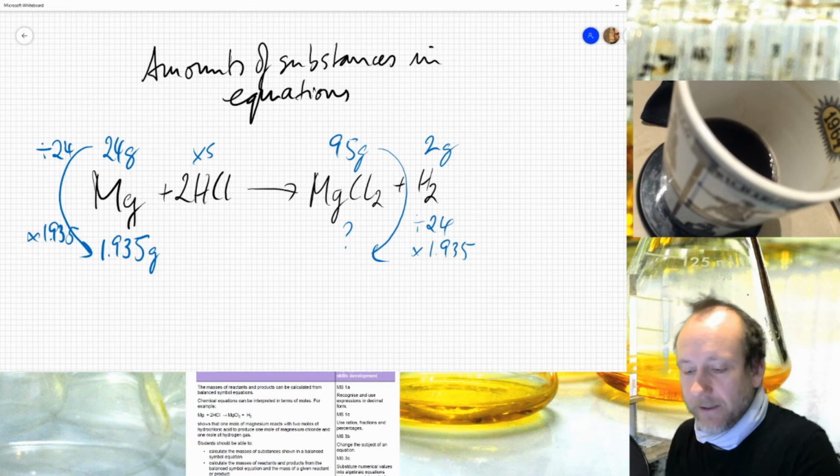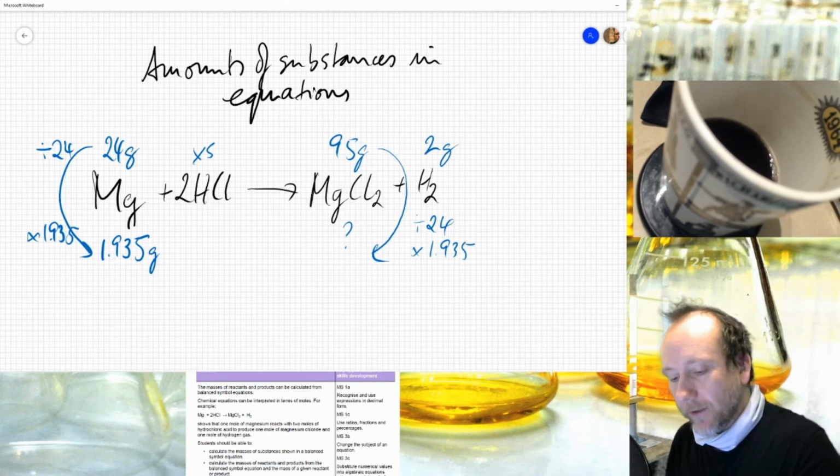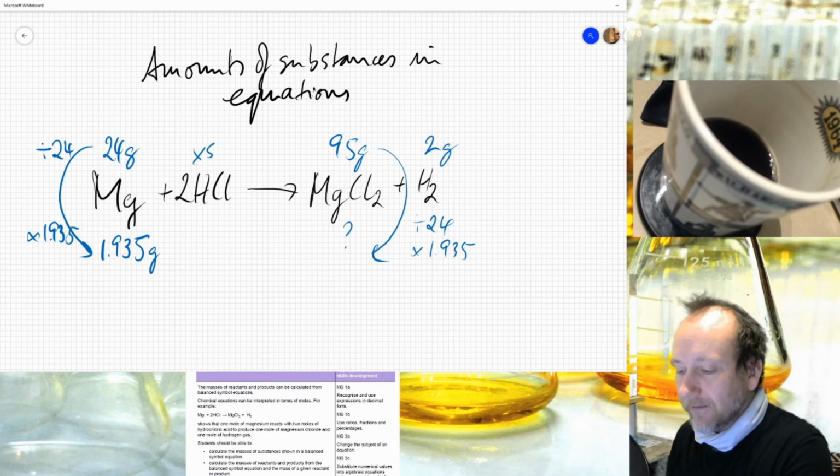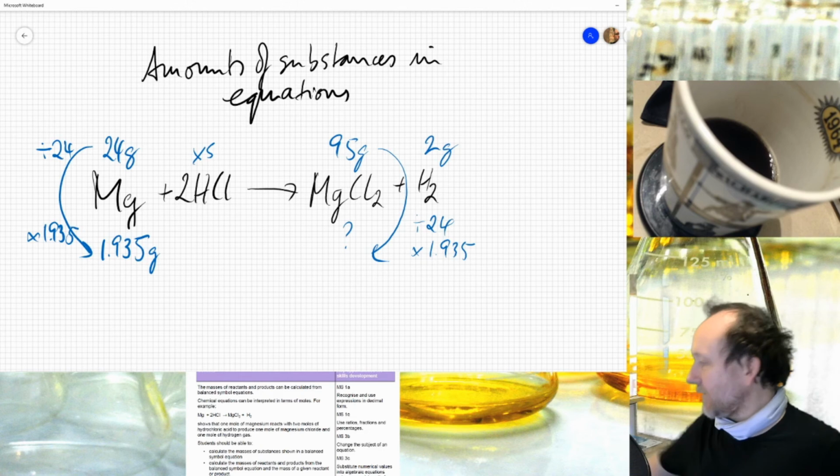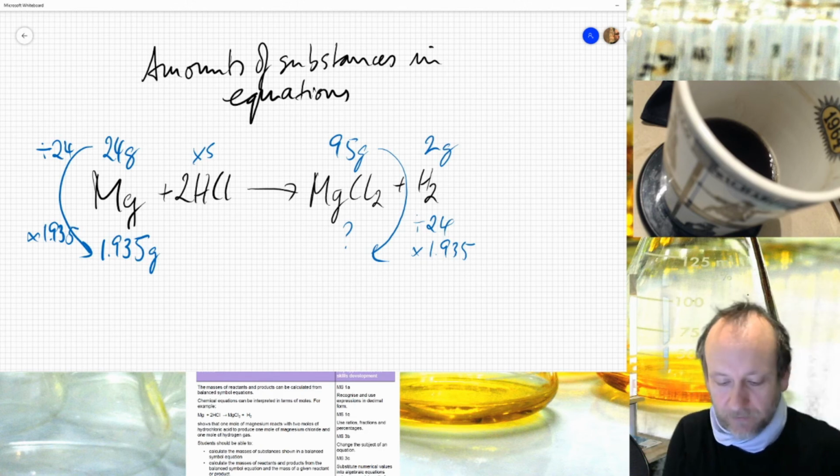So again, dividing it by 24 on the left-hand side gets you to 1, and then you can just multiply it with the number that you've got. And on the right-hand side, you divide the 95 by 24, and you times it by 1.935, because that will give you in proportion the number of grams of magnesium chloride that you've got. So let's just use a calculator for this, because my mental maths is bad enough without having to torture myself over that.